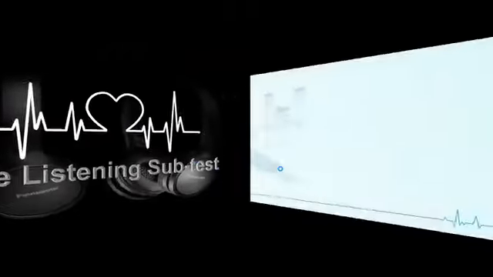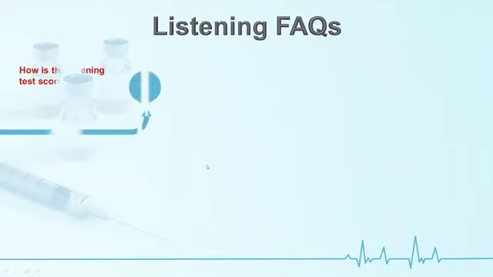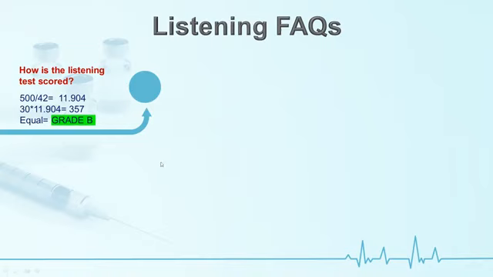So let's start with the listening subtest. In the listening subtest, there are frequently asked questions, like how is the listening test scored? Briefly, each correct answer is worth about 12 points. So to get grade B, or a score of 350 and above, you have to get 30 or more correct answers.